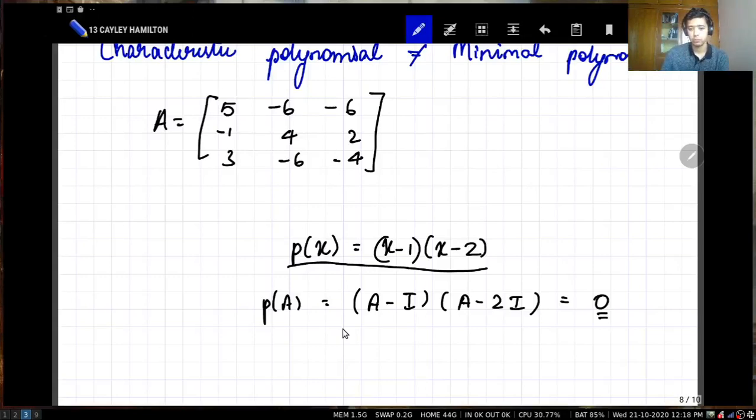I've not proved that P of x is the minimal polynomial of A. All that I've shown is that this is an annihilating polynomial for A. And in fact, this does turn out to be the minimal polynomial of A because of the property that 1 and 2 are the eigenvalues of A, and therefore this is the smallest polynomial which contains both eigenvalues, and it is also an annihilating polynomial.